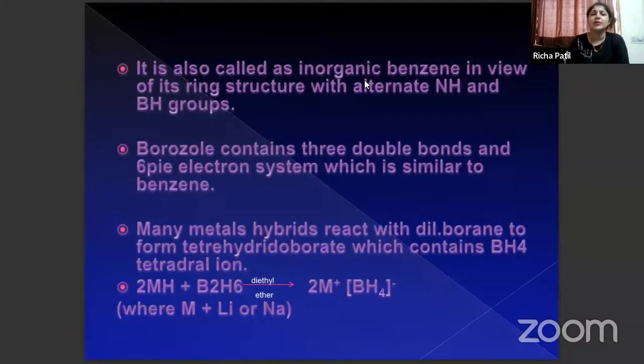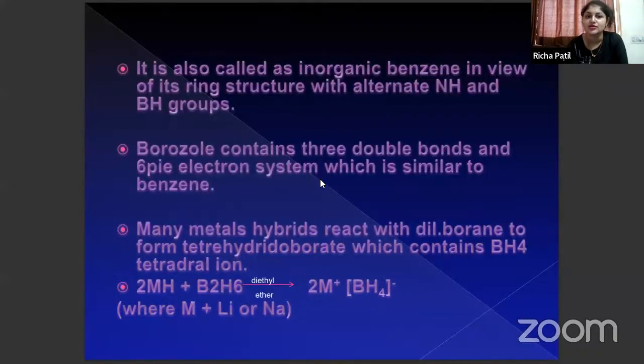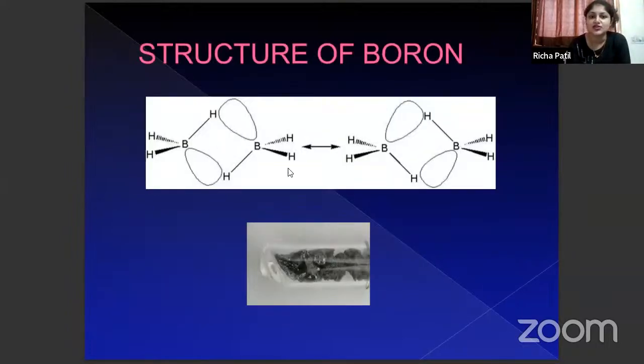Remember borazole. Borazole is nothing but an inorganic benzene. The structure of borazole is like this. It is like benzene, but alternately you have boron and nitrogen. Borazole contains 3 double bonds and a 6 pi electron system, which is similar to benzene. If the question asks what is inorganic benzene, it is borazole. It is similar to benzene.